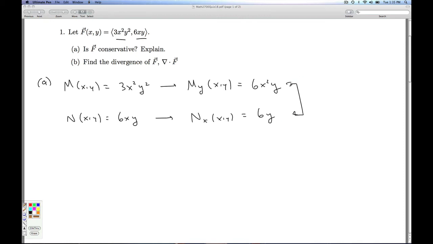Are these things equal for all x and y? Nope. They're not equal. That means that f is not conservative. And that's it for 1a.